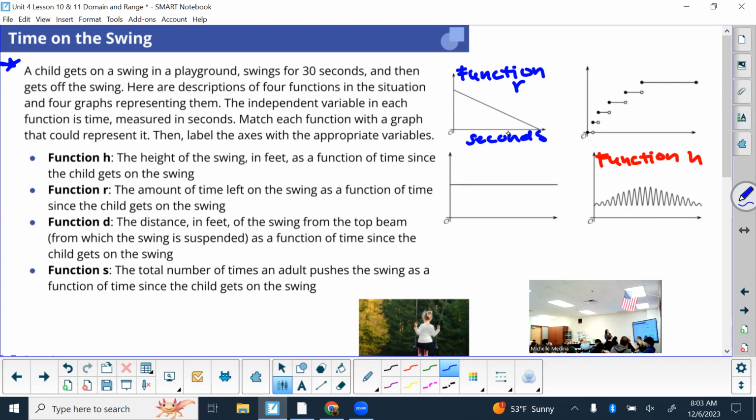Good. Function D, the distance in feet of the swing from the top beam as a function of time since the child gets on the swing. Nathaniel? This one. And that one says that there's basically no difference throughout. So class, oh, that's function D. Like that.